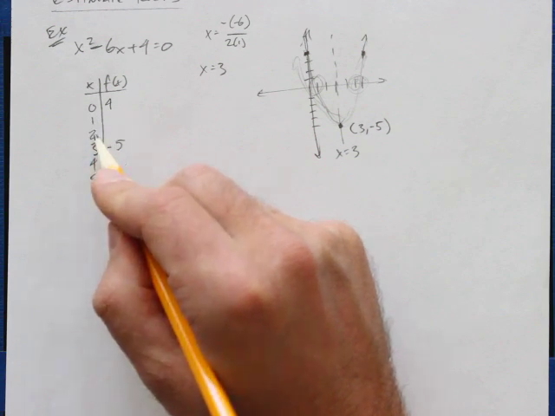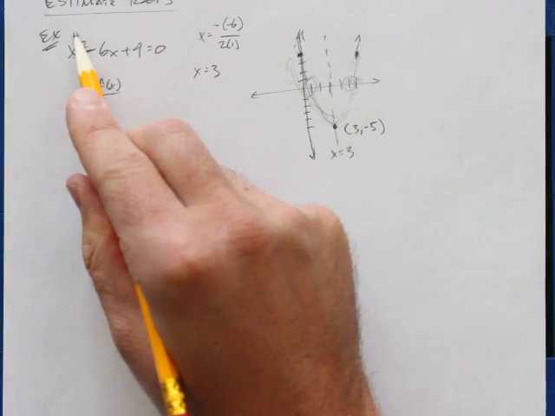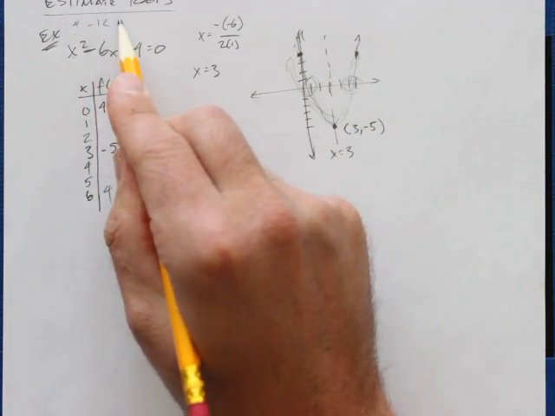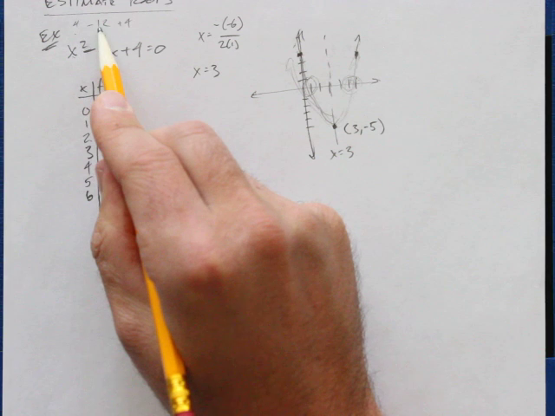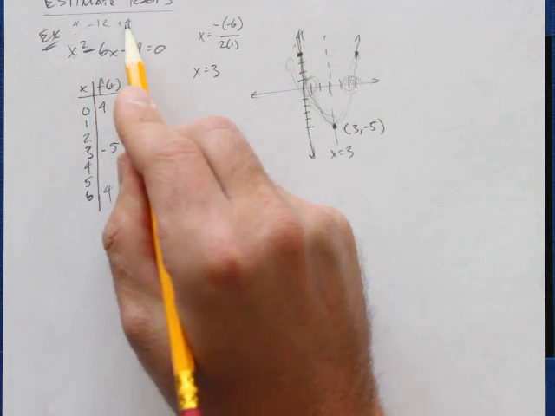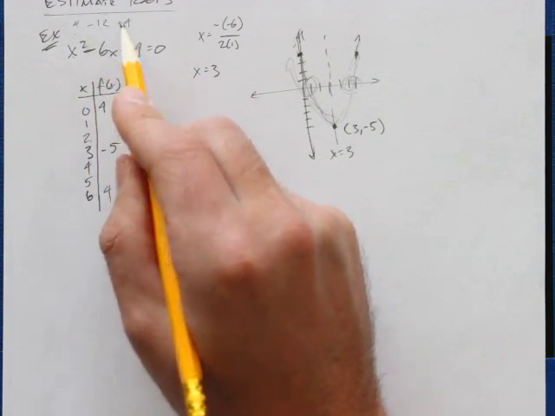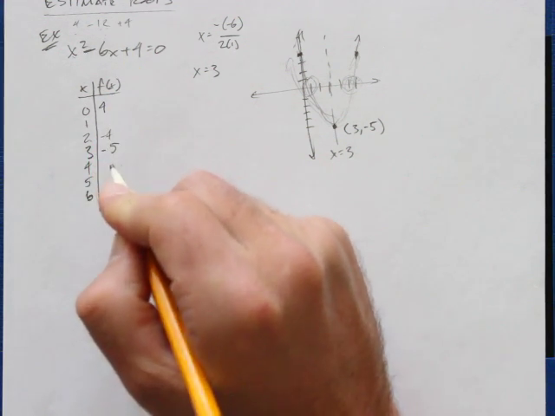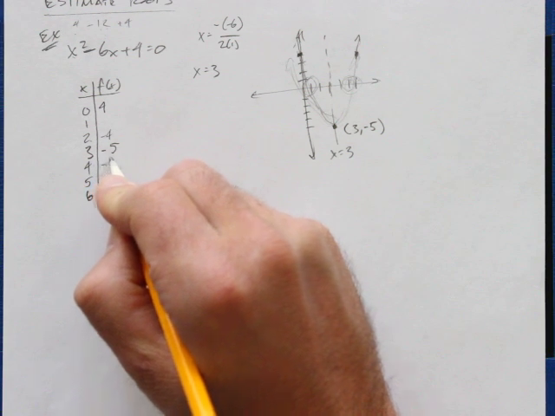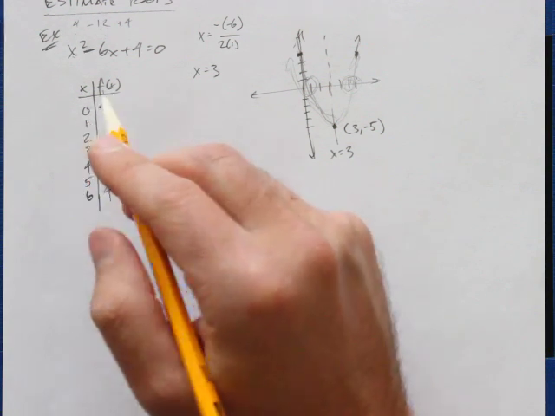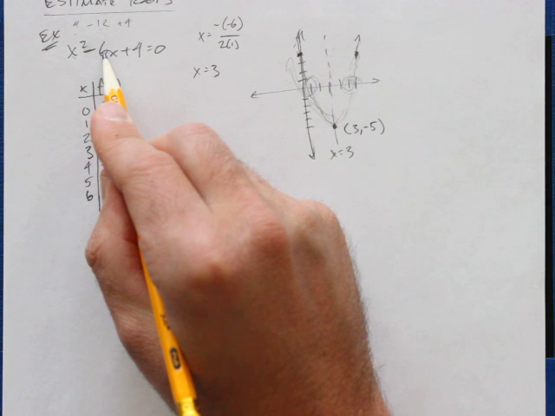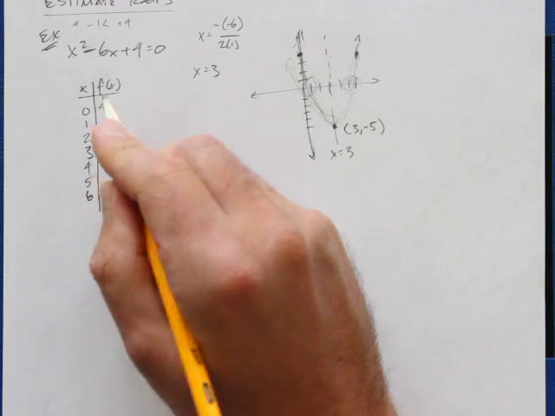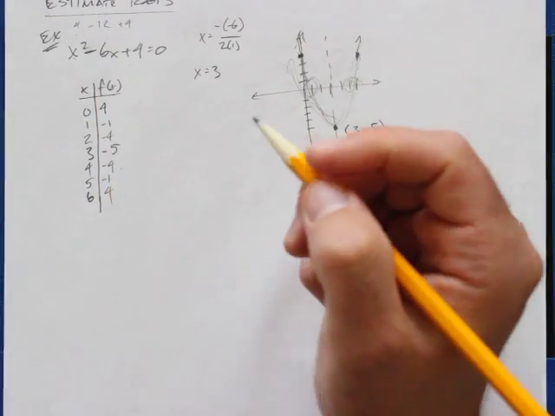Let's plug in 2. We plug in 2, we get 4 minus 12 plus 4. So 4 minus 12 is negative 8 plus 4. So negative 8 plus 4 is negative 4. If we plug in 4, we're also going to get negative 4. Let's plug in 1. 1 minus 6 is negative 5, plus 4 is negative 1. Negative 1, and if I plug in 5, I'm going to get negative 1 as well.